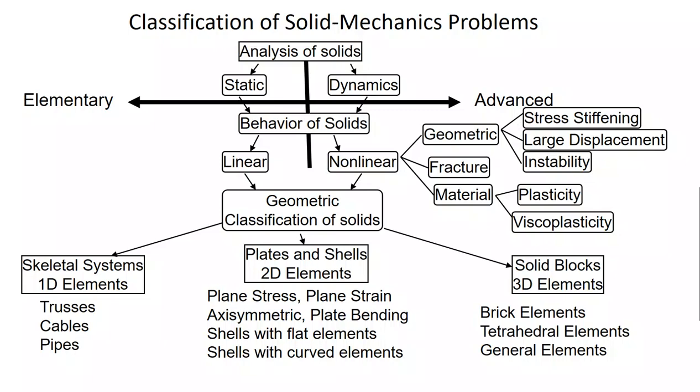In 2D elements, we can consider the plane stress condition, plane strain condition, axisymmetric elements, plate bending, shell with flat elements, and shell with curved elements. Such different types of elements are available for 2D. This also depends on the loadings and applications. In 3D elements, we have brick elements, tetrahedral elements and general elements. So these are the different types of finite elements based on 1D, 2D and 3D.